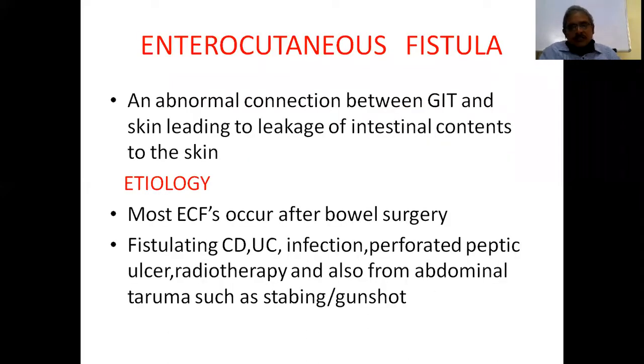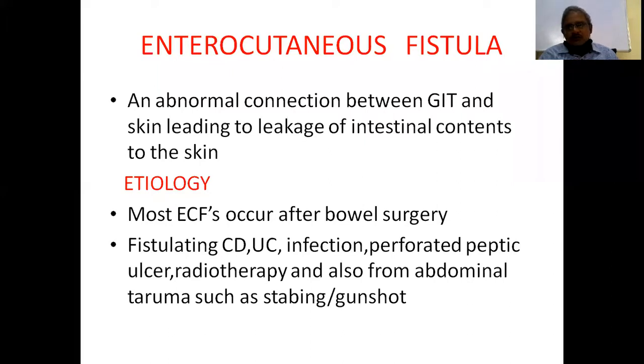So first of all, let's speak about enterocutaneous fistula. Just like any other fistula, that is an abnormal connection which is active between two anatomically different zones. By definition, it is an abnormal connection between the GIT and skin, leading to leakage of intestinal contents through the skin to the exterior. That is called enterocutaneous fistula. Entero means bowel and cutaneous means skin.